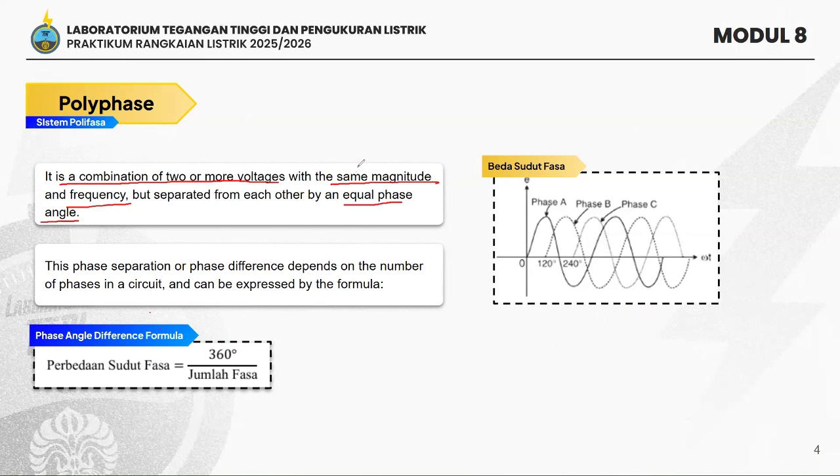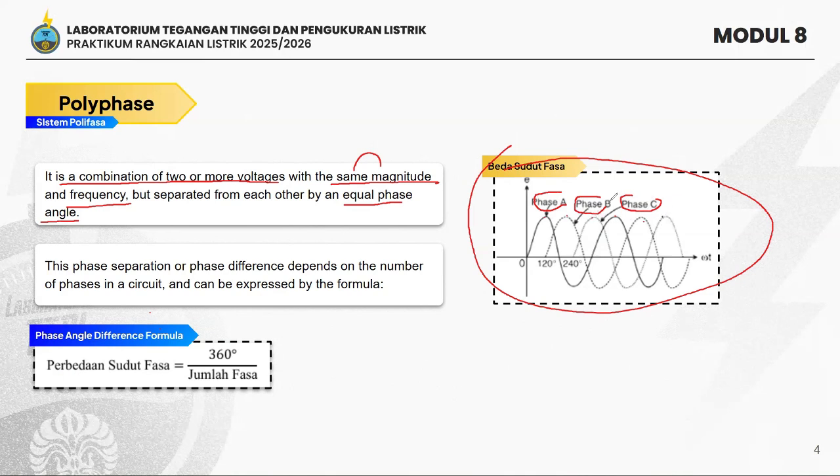There are three keys for you to describe whether a system is polyphase or not. The polyphase has the same magnitude, same frequency, and equal phase angle. You can see in this picture, there are three signals that have two peaks. Phase A has two peaks, one, two. Phase B has two peaks too, and phase C has two peaks.